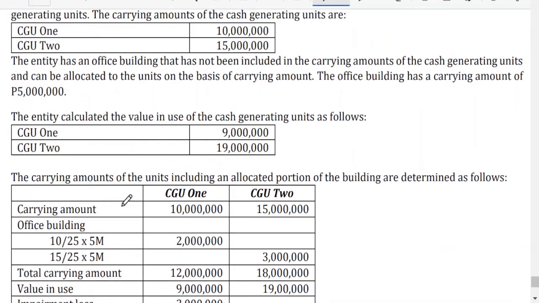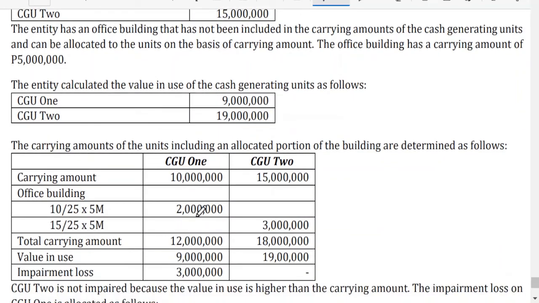So we have here the data. For CGU1, we have the carrying amount of 10 million. For CGU2, we have 15 million. Now, allocate the value of the office building, which is your corporate asset, among the two CGUs, according to their carrying amount. So, 10 over 25, because that's 10 plus 15, so that's 25, times 5 million, so that's 2 million. And then 15 over 25 times 5 million, so that would be 3 million for CGU2. Get the total. For CGU1, that's 12 million. CGU2 is 18 million. Compare the carrying amounts with the value in use of each of the CGU.